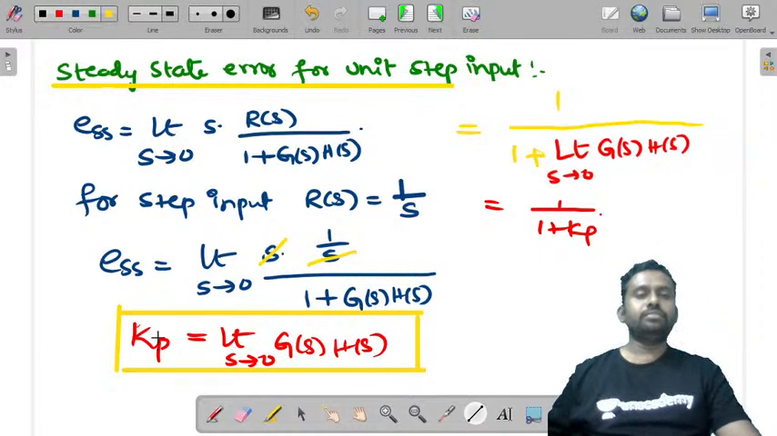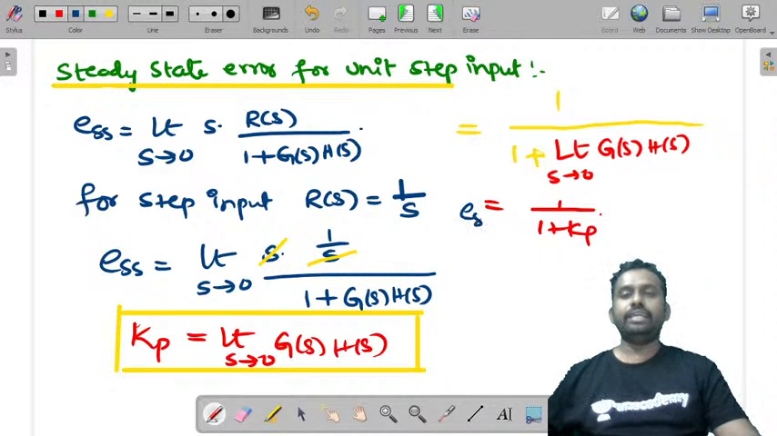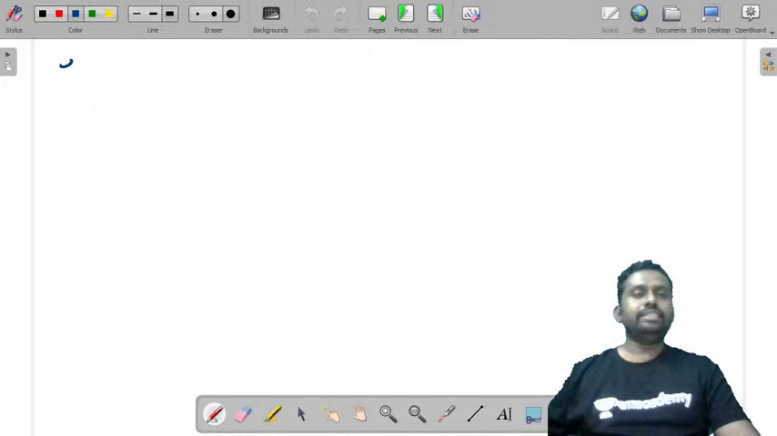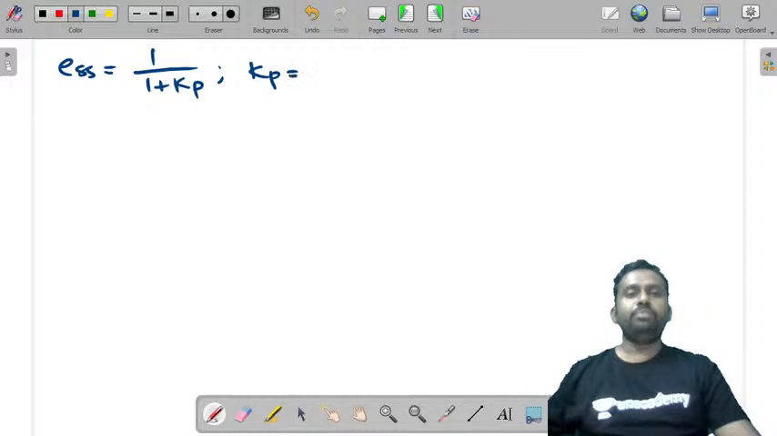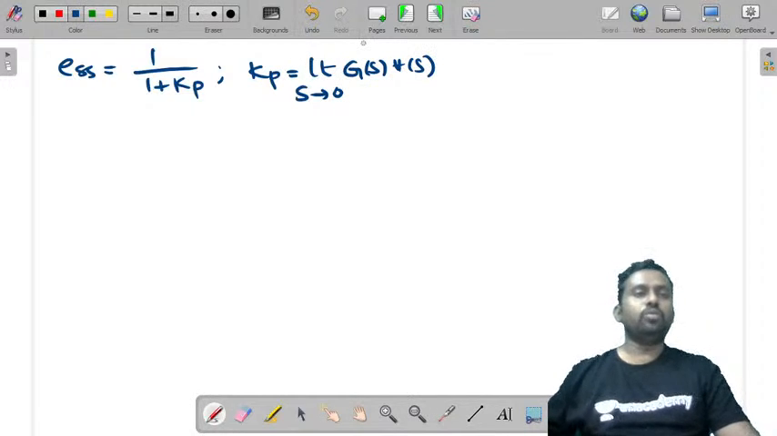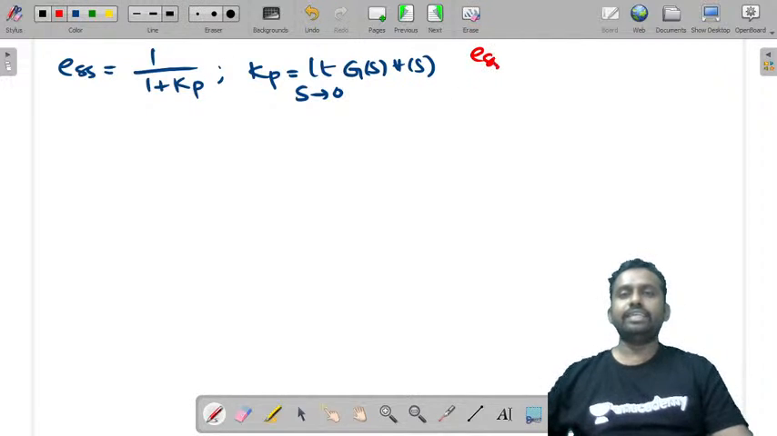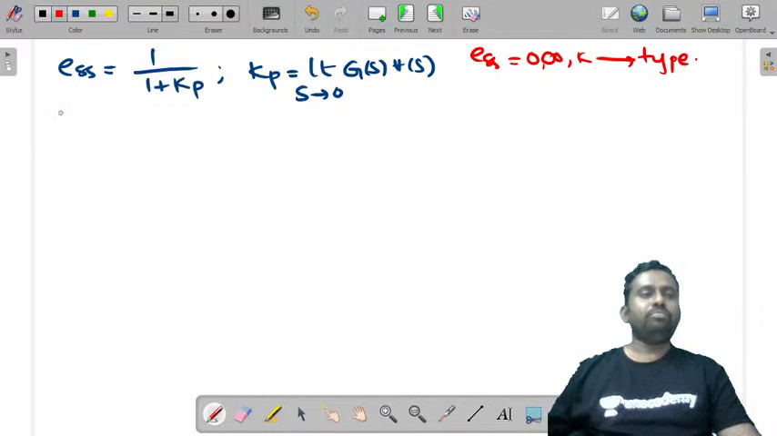So once we know this ESS and Kp values, this is ESS. Steady state error for step input is 1 by 1 plus Kp, where Kp is equal to limit s tends to 0 of G of s into H of s. Now, this value of ESS will be 0, infinity, or a constant value based on the type of the system. Now, what is the type of the system? First, we have already discussed.